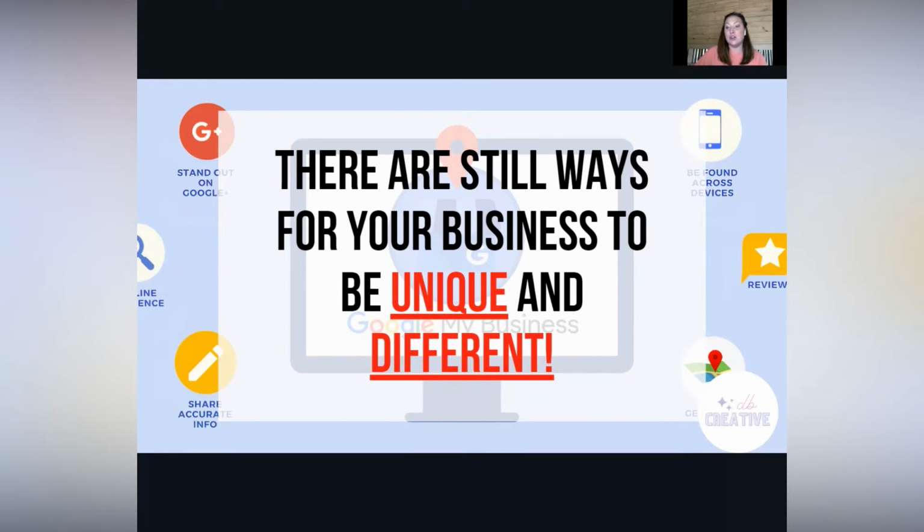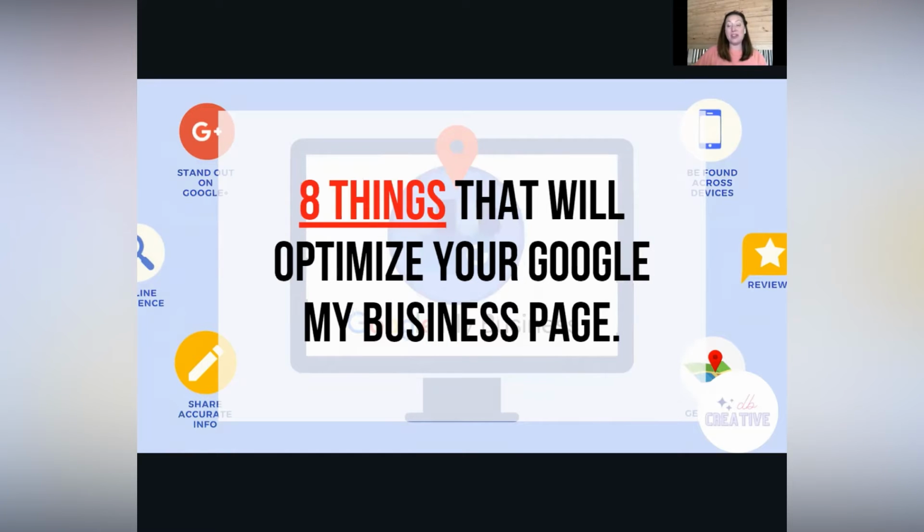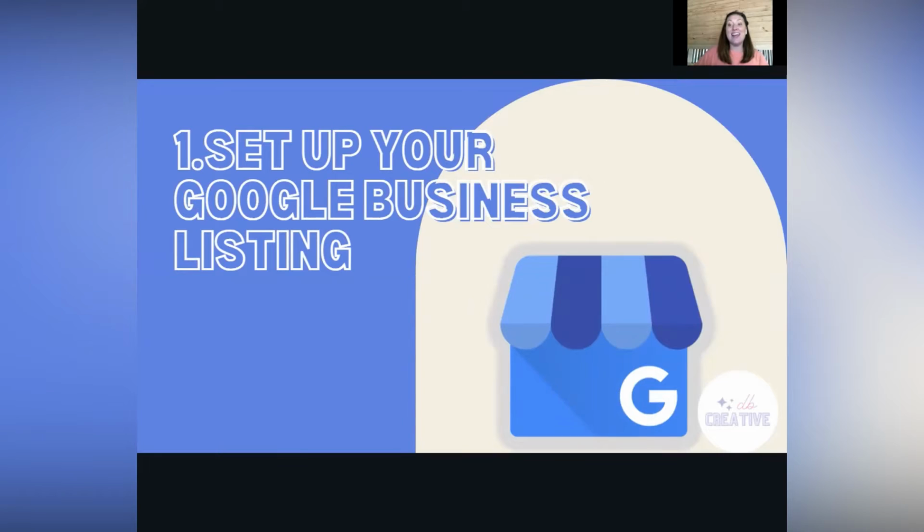Let's make sure that your Google business listing has the most accurate information about your business. This will improve your discoverability so that the Google search engine won't have trouble determining the type of service you are offering. Without any further ado, here are the 8 things that will optimize your business page. So let's talk about how to set up your Google business listing.